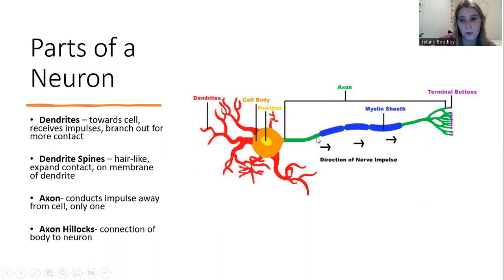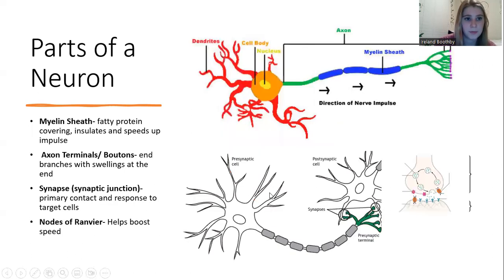Axon, which is this whole green section here, conducts impulses away from the cell, so it sends information out. And there's only one axon per neuron. Then you have the axon hillock, which is this green part, and it kind of meshes with that orange. That's going to be the connection to the body of the neuron.